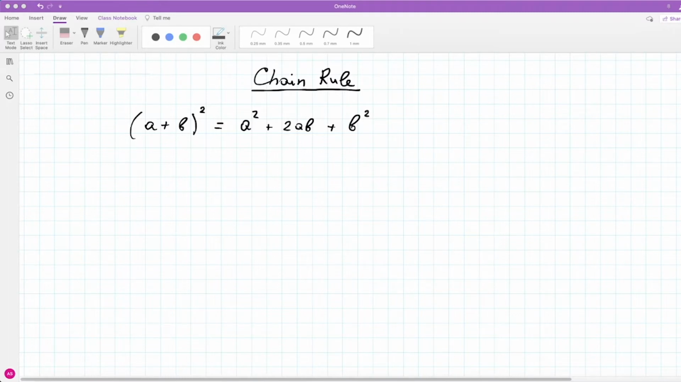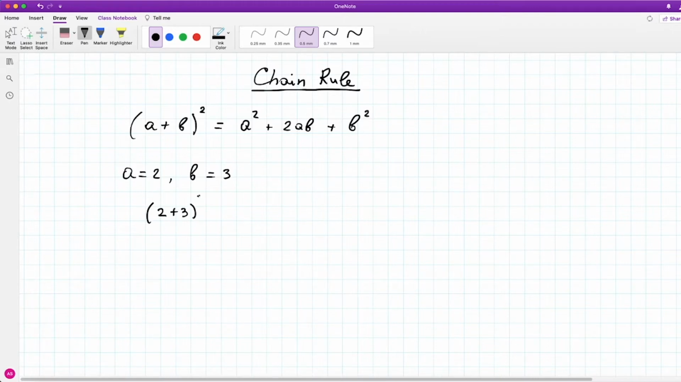For example, if we substitute instead of a 2 and instead of b 3, then on the left hand side we will get (2 + 3)², which is 5², 25. And on the right hand side we will get 2² + 2 times 2 times 3 + 3². And it's easy to check that that actually adds up to 25 as well.